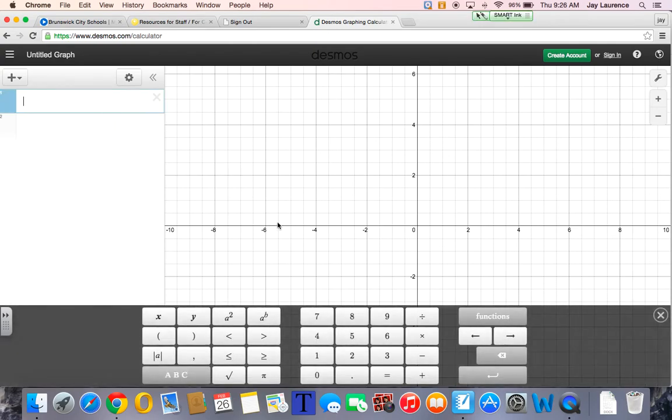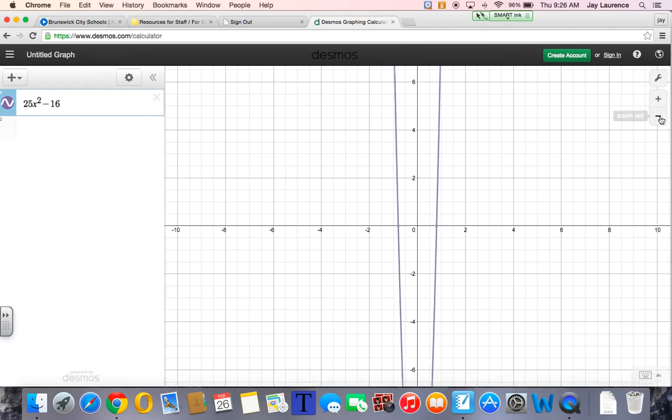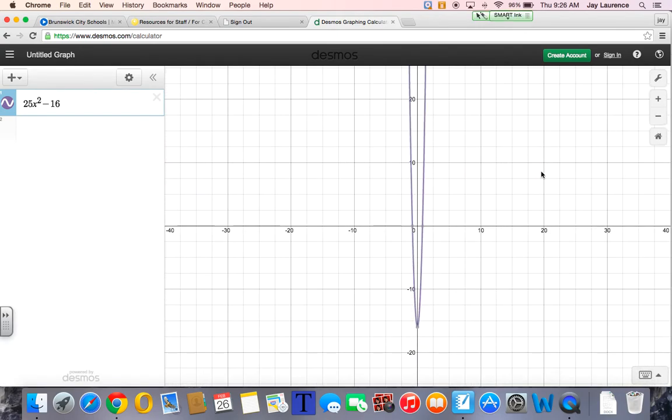Okay, so I need 25x squared minus 16. And you can't see the vertex. It's way down, pretty low, probably at 0, negative 16. There's probably a way to zoom out. There we go. Now I can see the vertex. But let's go here. Oh, look at that, 0.8. What is 4/5 as a decimal? Oh, 8/10. Yep, sure is. And this one's negative 8/10.